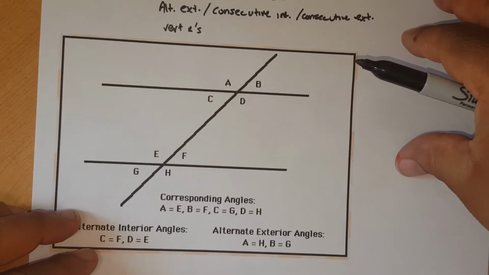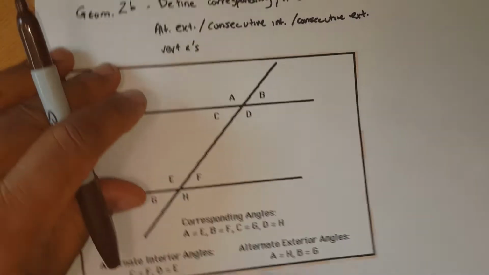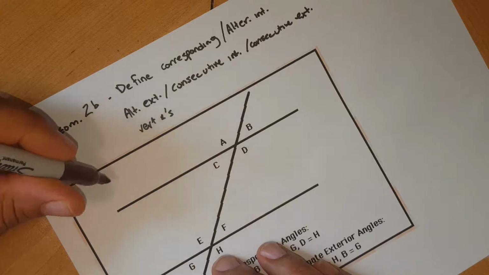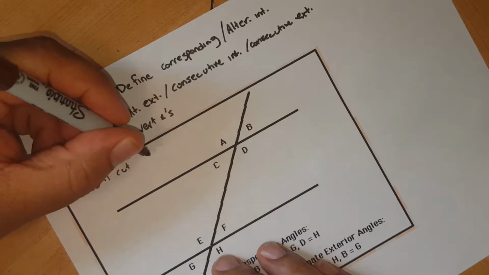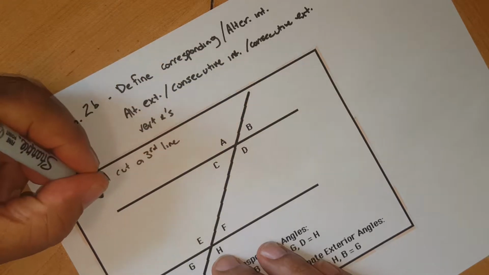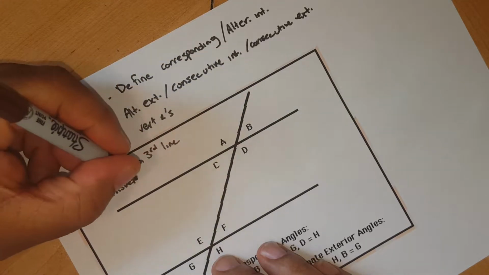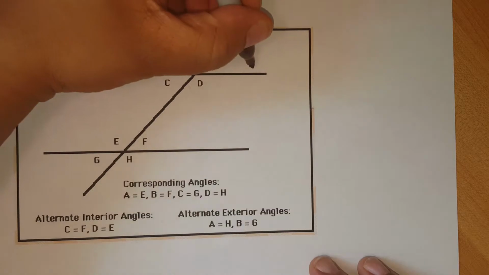So the way this works is we have pairs of angles that are cut by a transversal, which is just a math word to say a line that cuts two other lines. The important thing to remember is that everything I'm about to tell you hinges on two lines being parallel. So two parallel lines that are cut by a third line called a transversal. Everything we're going to talk about depends on these two lines being parallel.